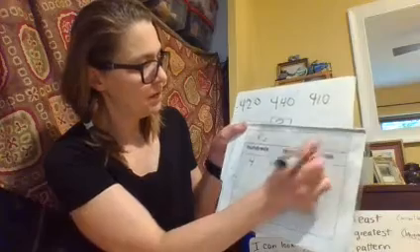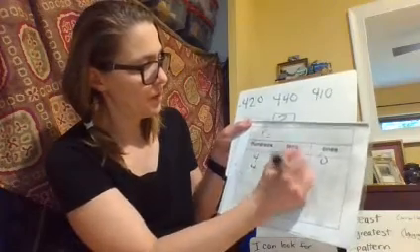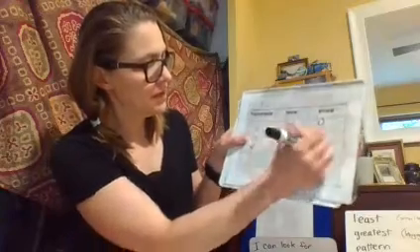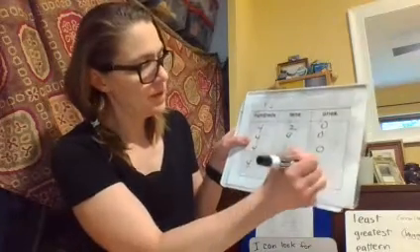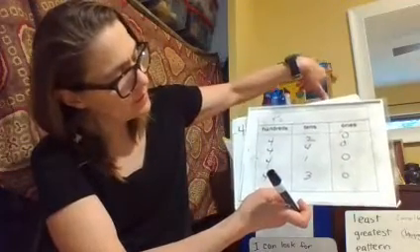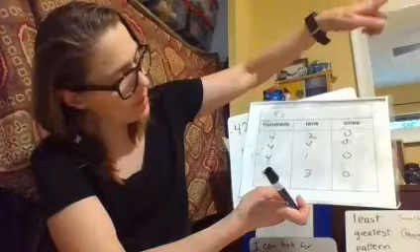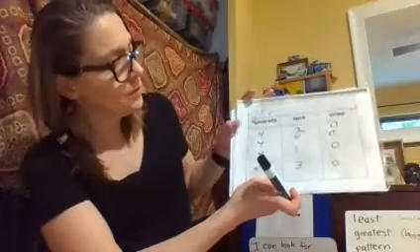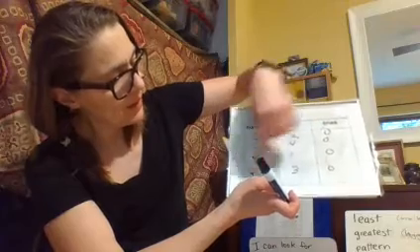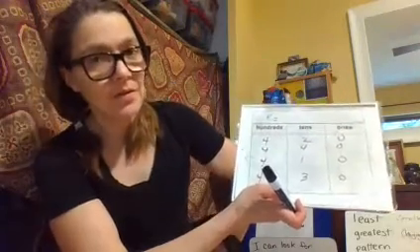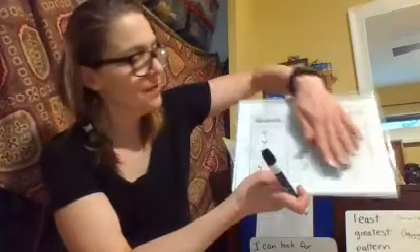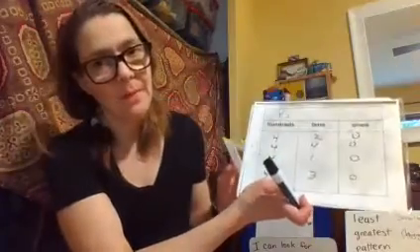420, 440, 410, and 430. And so then we go to the tens, and we see that the first number has 2 tens, the second number has 4 tens, the third number has 1 ten, and the last number has 3 tens. So we're going to put these into order by the tens. We're not even going to think about the ones right now.